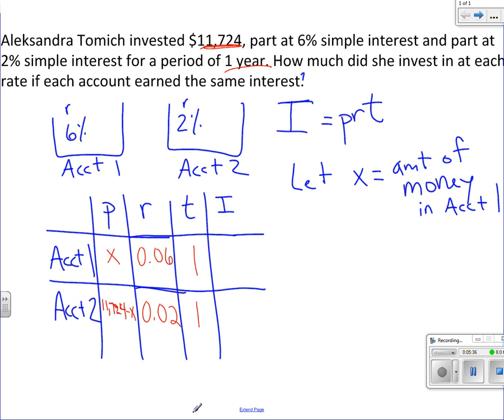Now, we need to get our I column. How do we get our I column? Our simple interest formula says to take P, take R, take T, and multiply them all together. So, boom, boom, boom, left to right, x times this times 1, 0.06x. In the second row, multiply this stuff together. We will distribute multiply.